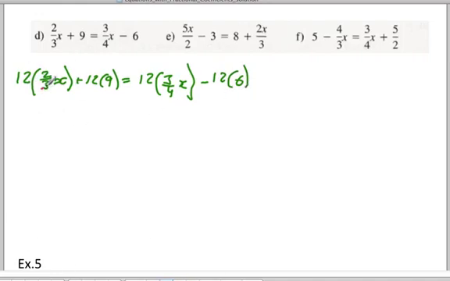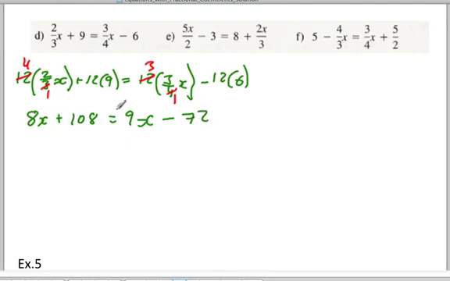And again, we simplify, so 3 goes into itself once and into 12 4 times, and 4 into itself once and into 12 3 times. So the next line will be 4 times 2x is 8x plus 12 nines is 108 is equal to 9x minus 12 sixes is 72.